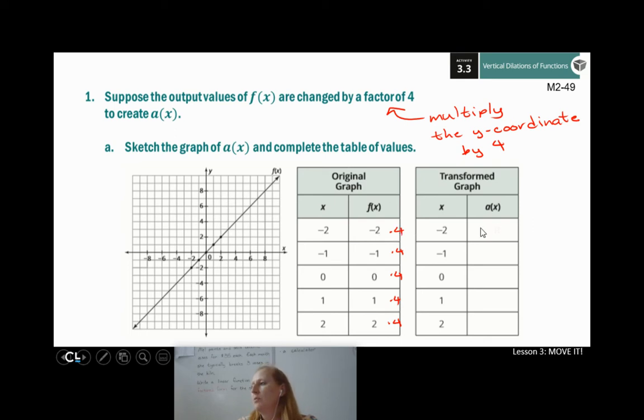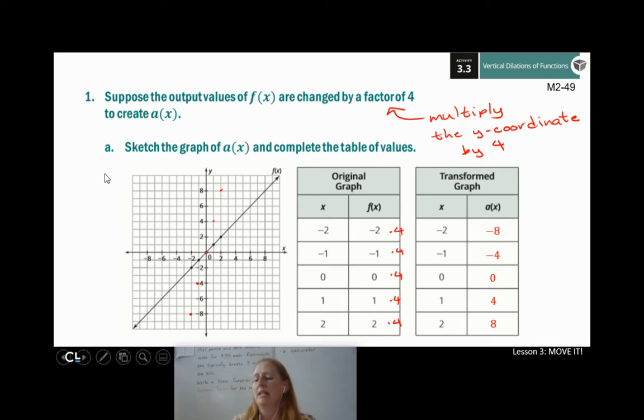So negative 2 times 4 is a negative 8. Negative 1 times 4 is a negative 4. 0 times 4 is, well, 0. 1 times 4 is 4. And 2 times 4 is 8. Yay! And that makes it so much easier to plot these points, right? Because now I have the points. So negative 2, negative 8. Negative 1, negative 4. 0, 0, 1, 4, 2, 8.